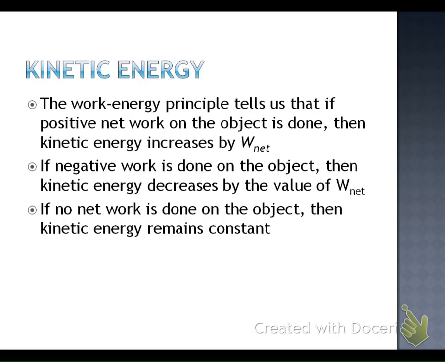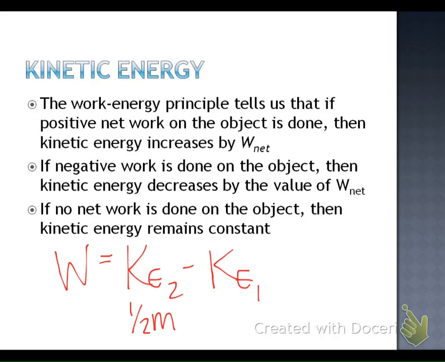I want you to think about it as this. If an object is moving with some speed and it comes to a stop, what is its kinetic energy at the stop? What's its kinetic energy when it comes to rest? 0. So if I have work equals kinetic energy 2 minus kinetic energy 1, and we know that kinetic energy equals 1/2 mv squared, I'm just walking you through these examples here.